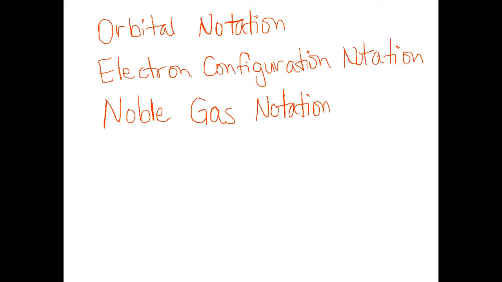So to summarize, the 3 types of notation you'll need to be able to do to show where all the electrons are: orbital notation, electron configuration notation, and noble gas notation.